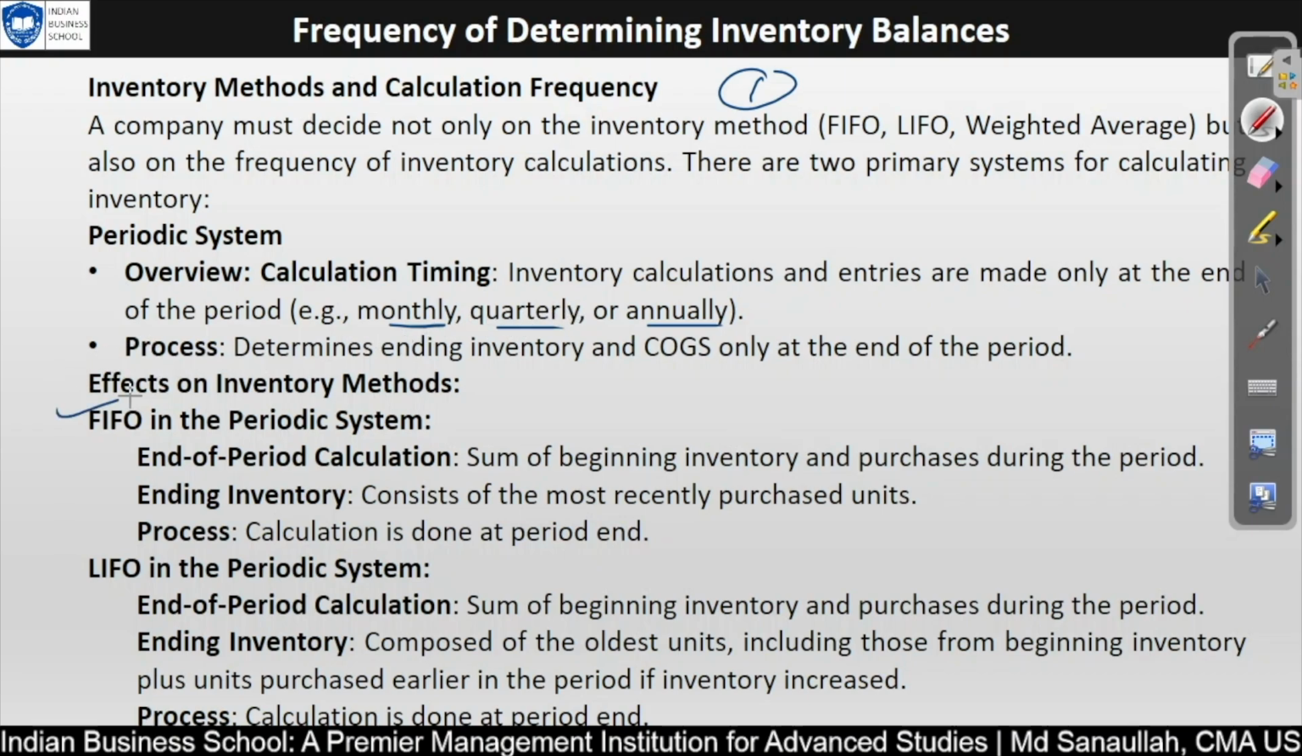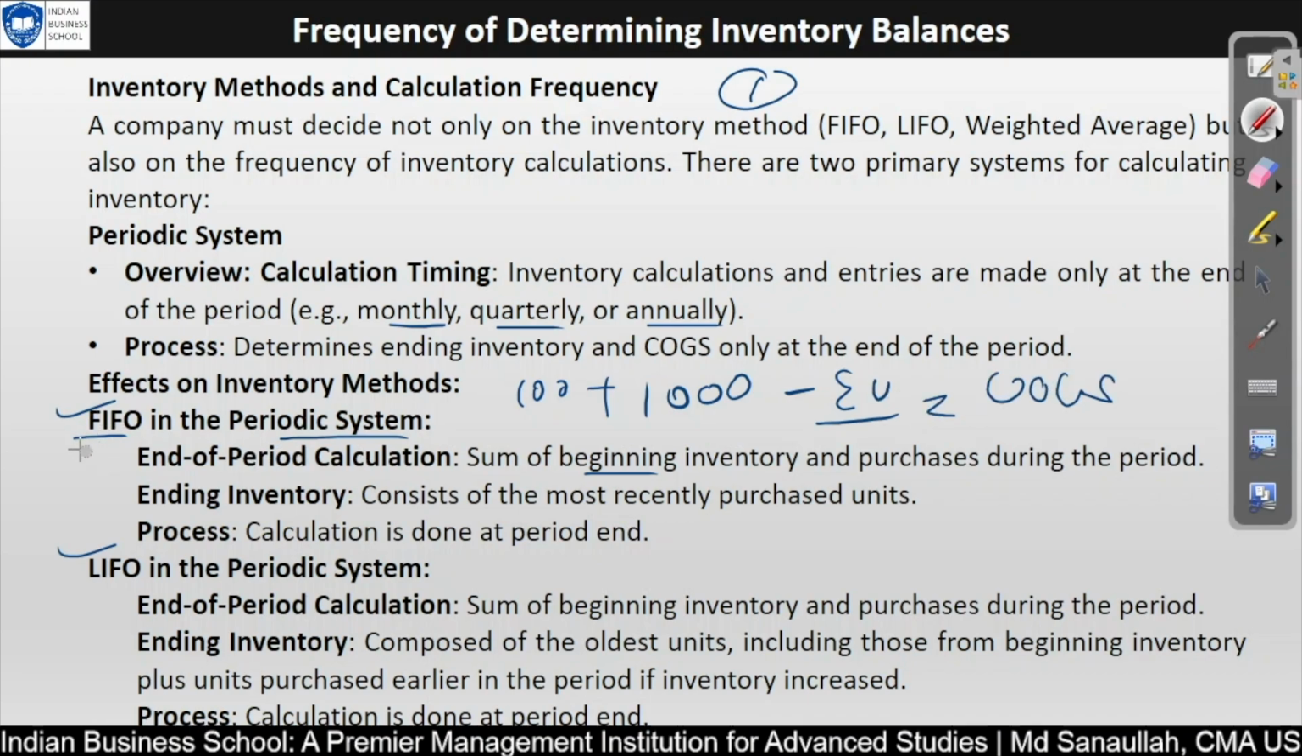Okay, so two major points with regard to FIFO and LIFO. FIFO periodic system: at the end of the period, if we are going to calculate, what would be the method we will be applying? The sum of the beginning inventory, whatever it is, maybe 100, and purchases during the year, maybe 1000. Then we reduce our ending inventory, so we will get the cost of goods sold.